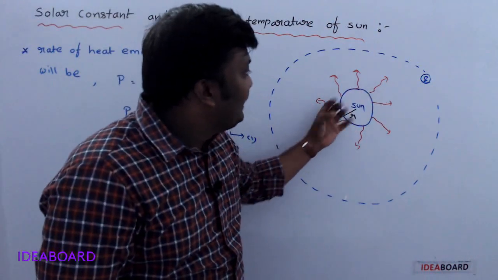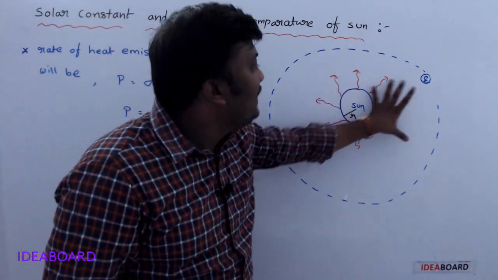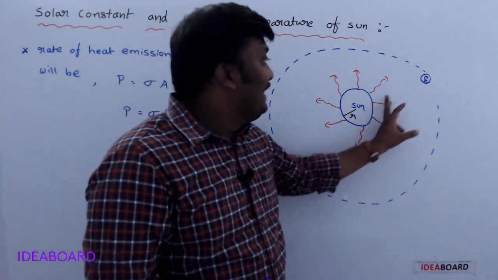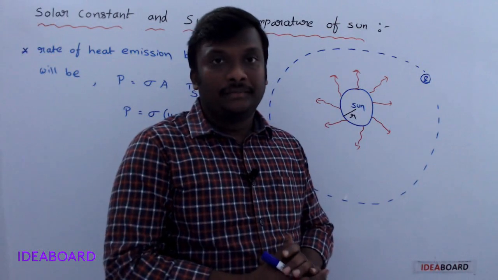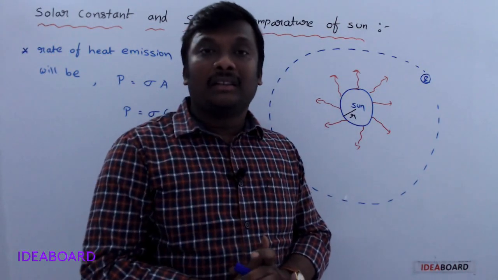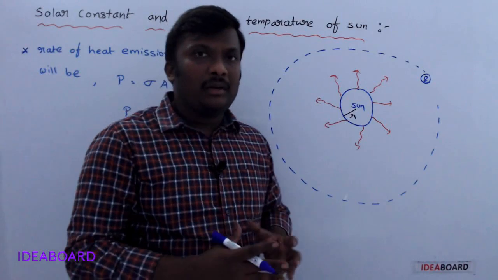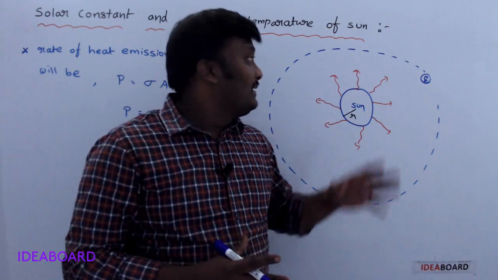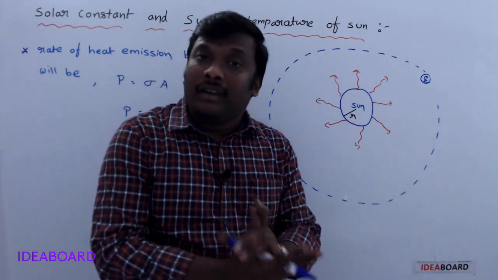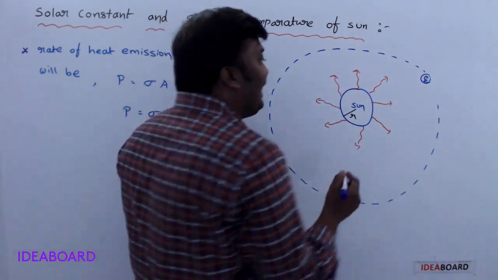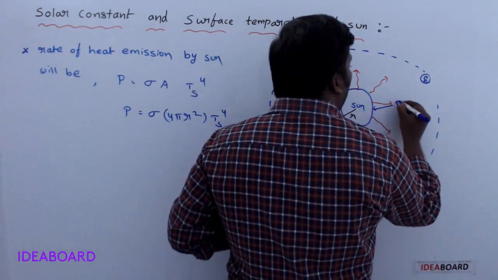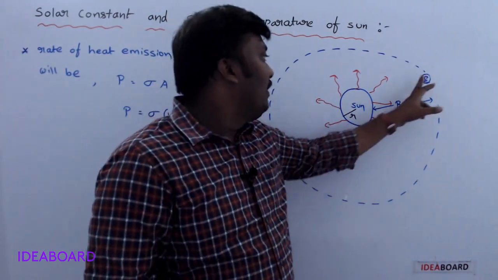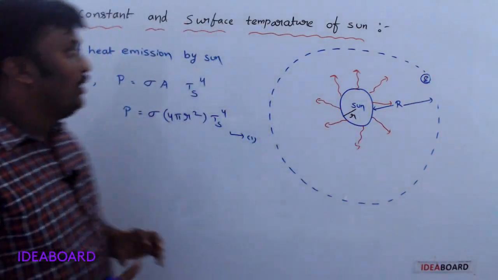Now these radiations pass through the space in all directions. Now this is received by the earth. What is the mean distance between the earth and the sun? I think we learned in our 6th or 7th class the average distance between the sun and earth is nearly 150 million kilometers. Let us take capital R as the average distance or the mean distance between the earth and sun.